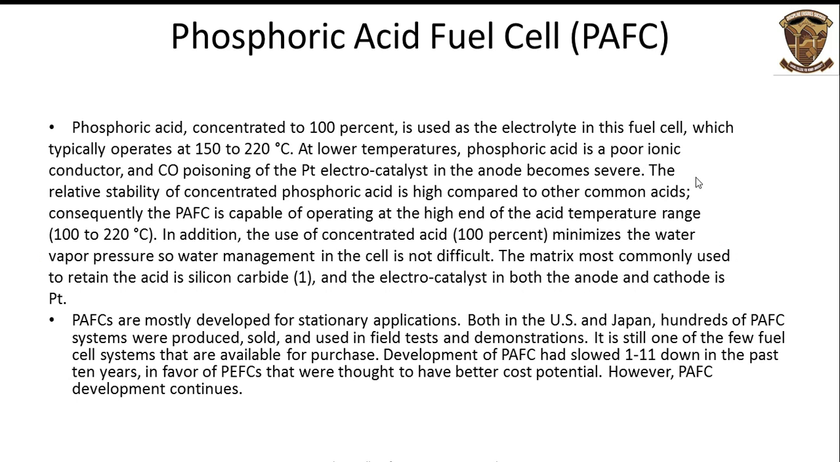Phosphoric acid concentrated to 100% is used as the electrolyte in this type of fuel cell. We typically operate at 150 to 220 degrees Celsius. So this is the low temperature. At lower temperatures, phosphoric acid is a poor ionic conductor, and carbon monoxide poisoning of the platinum electrocatalyst in the anode becomes severe. The relative stability of concentrated phosphoric acid is high compared to other common acids. Therefore, the phosphoric acid fuel cell is capable of operating at the high end of the acid temperature range, that is 100 to 220 degrees Celsius.